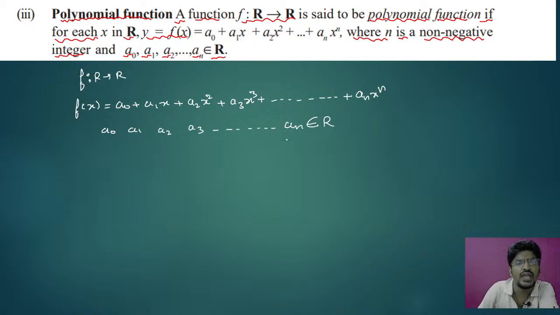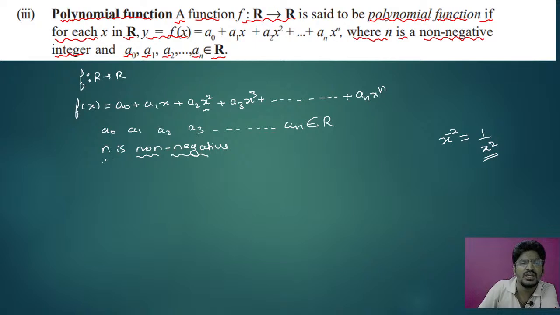Okay, and also you can just see here, n is non-negative. Okay, why? Because if n is non-negative, then this is going to be defined. If it becomes negative, what happens? X to the power of minus 2 will be 1 by x square. Okay, so that's why the n must be non-negative, because these things are not allowed in polynomial function.